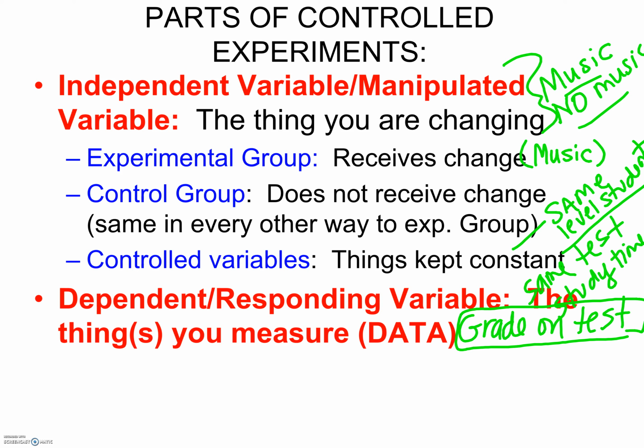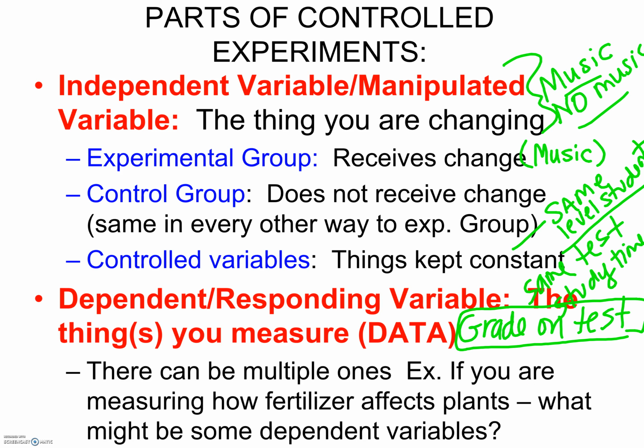So it could be the speed of growth. It could be the number of leaves they have. I think I actually listed a few of them here for you. So fertilizer on plants, I didn't list them, I just put the question. It could be how quickly they grow. It could also be the color of the leaves, the condition of the plants, the number of flowers they produce, how colorful the flowers are. There could be lots of dependent variables.